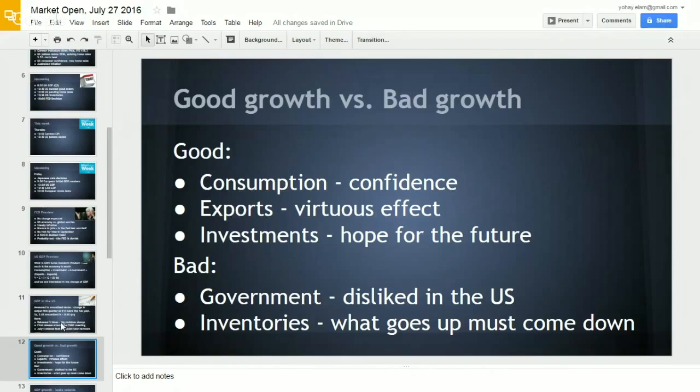Another bad kind of growth is inventories. Basically, what goes up must come down. So if there is a build in inventories, if storage is filled up, that means that in the next quarter, it could be depleted, and the other way around. So if we have relatively low growth, but because of a fall in inventories, it's not such bad news.